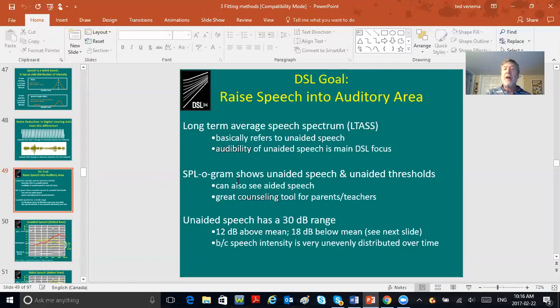The SPLogram shows unaided and aided speech. Look at that, unaided speech and unaided thresholds. And then you can also see aided speech. Now, doesn't that make for a great counseling tool? I think so. Heck of a counseling tool.